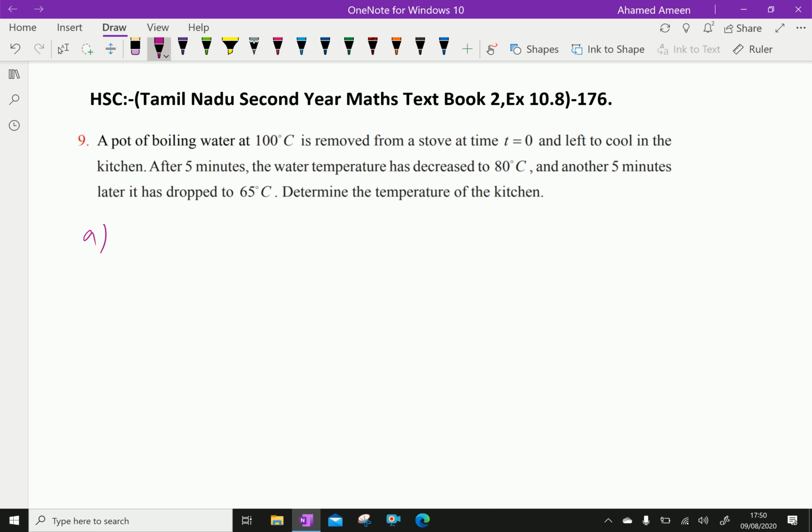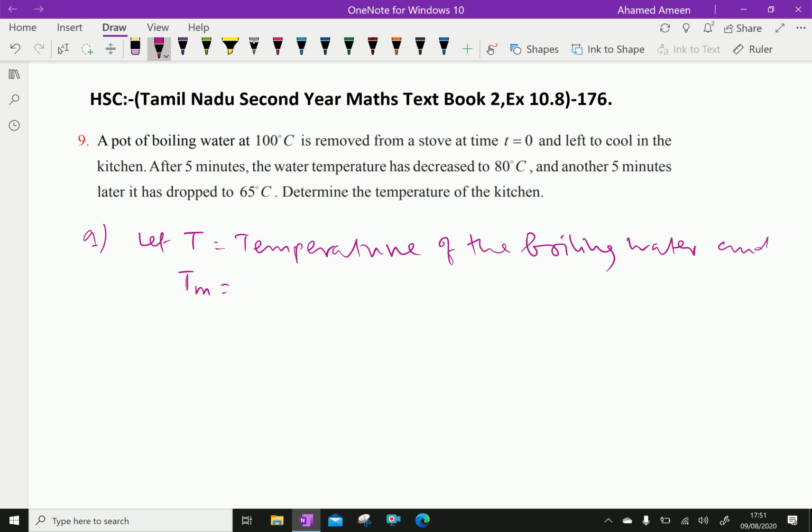Let T equal the temperature of the boiling water and Tm equal the temperature of the kitchen.